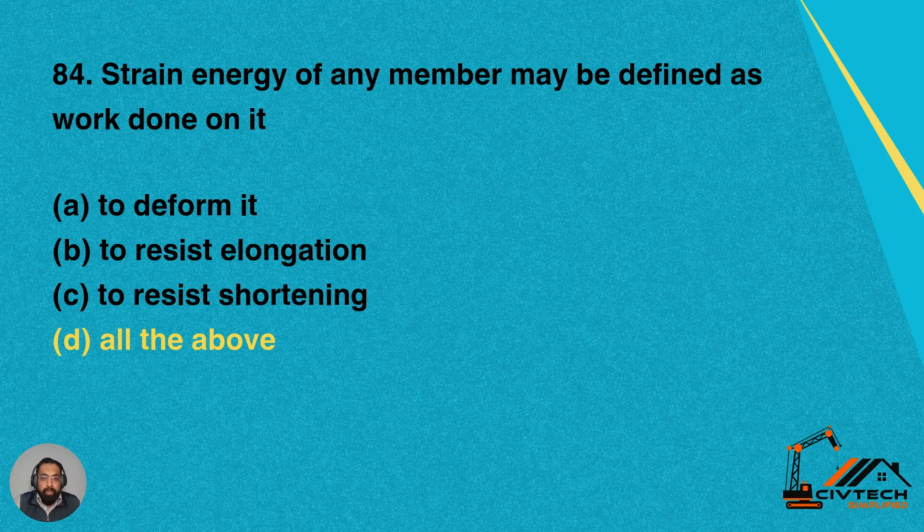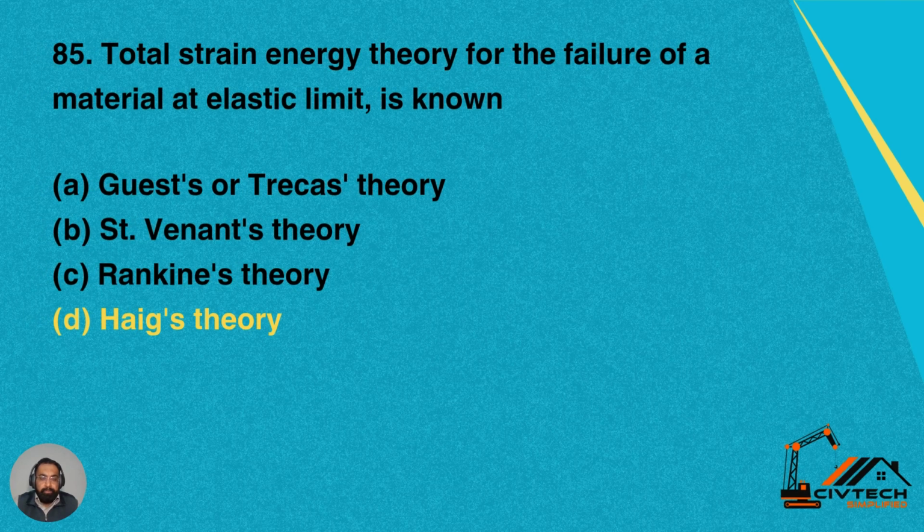84. Strain energy of any member may be defined as work done on it. Option A, to deform it. Option B, to resist elongation. Option C, to resist shortening. Option D, all of the above. Strain energy of any member may be defined as work done on it to deform it, to resist elongation, and to resist the shortening. So all these are the correct options for this question. D is the correct option, which is all of the above.